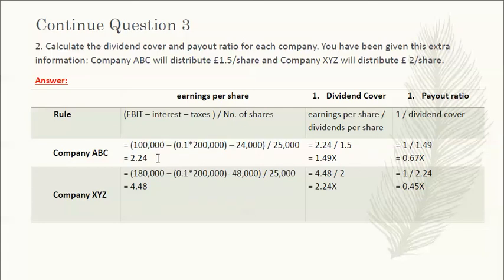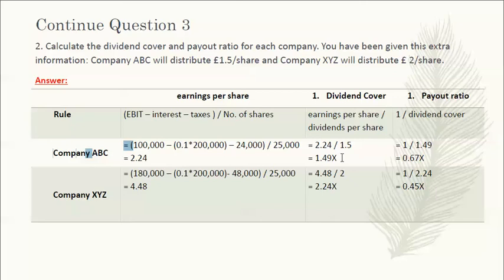Okay, then, to calculate dividend cover, I just replace the earnings per share by 2.24 and divide by the dividend per share of 1.5, as mentioned in the question. So the dividend cover for company ABC will be 1.49x.